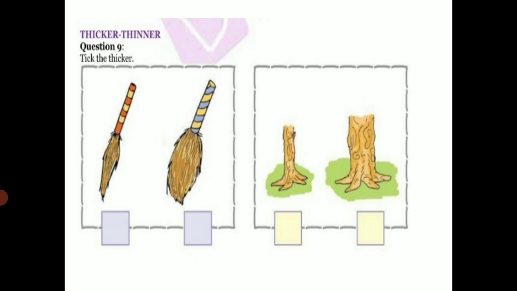Now first one is thick and thin. Thicker and thinner. Thicker means mota and thin means patla. Now out of these two brooms you have to tell which one is thicker. And in the second picture two tree trunks are shown, and you have to tell which one is thicker. In both the pictures the second one is thicker.